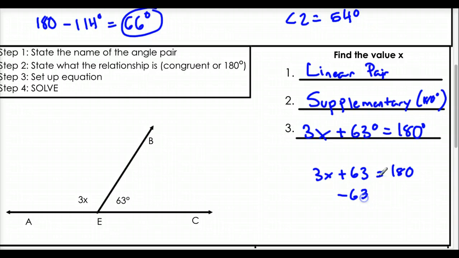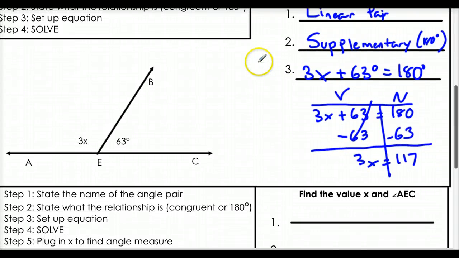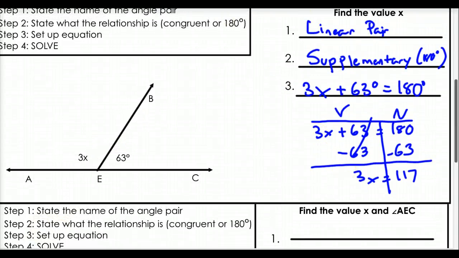So I'm going to draw my line. I've got my variable side and my number side, and I have to move my numbers over. So I'm going to subtract 63 from both sides. That goes away, and I get 3x is equal to 117. Now what we're going to do is divide both sides by 3. That goes away, and sure enough, x is equal to 117 divided by 3, which is 39.